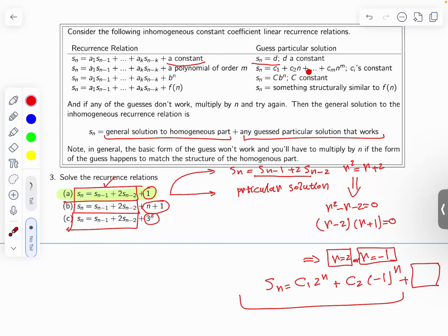We won't write C3. In fact, the particular solution should look like the term given in the non-homogeneous part. Now here it's b power n, so it should be c times b power n. If it is f of n, it should be something similar to f of n. All right, so for 3 power n, it will be c times 3 power n. So let's find this one. It's a constant, so the particular solution will be d.